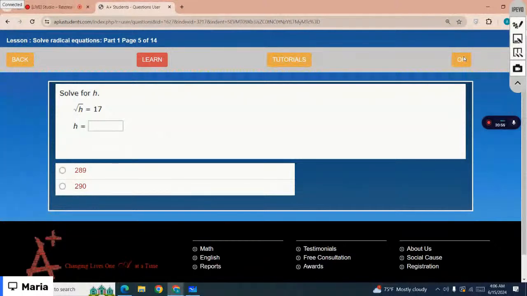Solve for h. So which is the correct option? Yes, that is h equals 289. Option number 1 is the correct option.